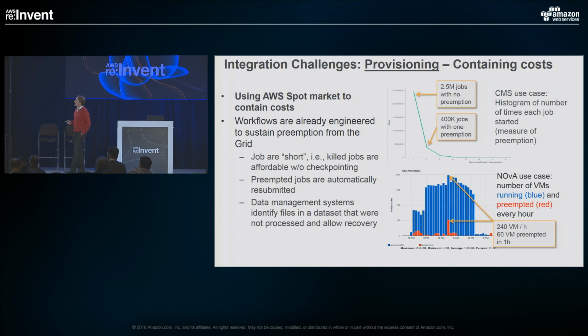In our case, the preemption was not too bad. We had 2.5 million jobs that were never preempted, but still, 400,000 were. So the question is, what algorithm or strategy do you use in your bidding to make sure that you minimize preemption and optimize cost?